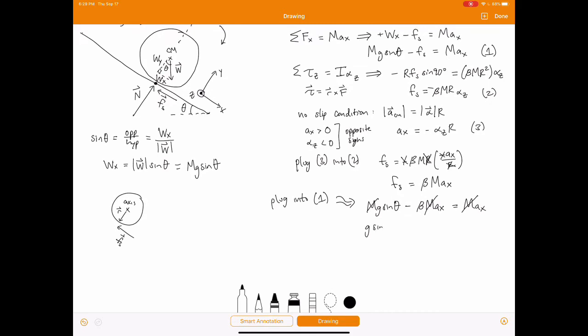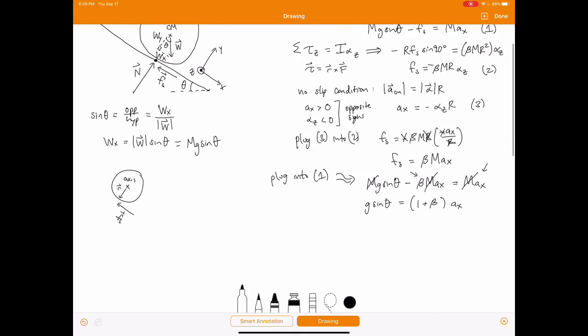And we have g sine theta on this side. We have minus beta times a x, but if we add that to both sides, we put it on the other side of the equation. We have a common factor of a x. We have a factor of 1 from this term here. We're going to pick up a factor of beta from this term right here. So when I solve for a x, the linear acceleration down the ramp, we get g sine theta over 1 plus beta. That's the result we were trying to prove. That's how you do it using Newton's laws.